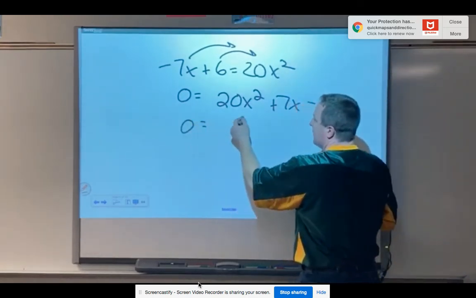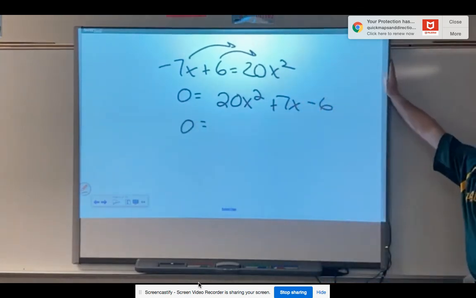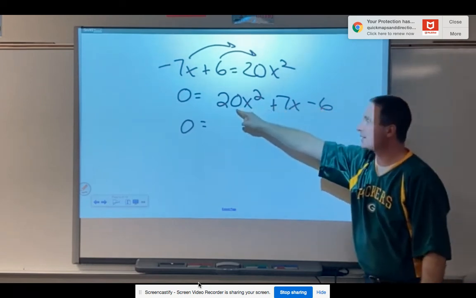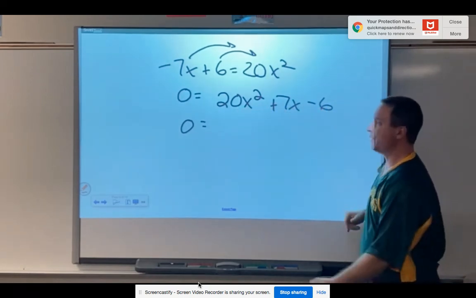Okay. Then I'm going to look at what I have. I have 3 terms. None of them are perfect squares. None of them have nice square roots. I don't think there's a greatest common factor I can take out of anything either. 2 goes into 6 and 2 goes into 20, but not 7. So I think I'm just stuck.